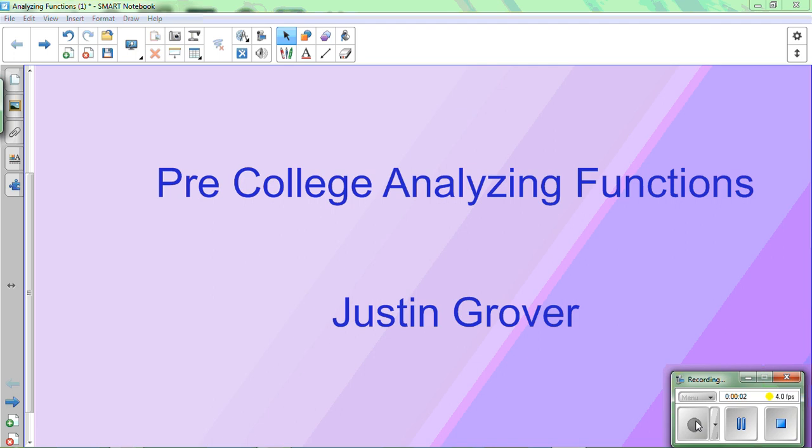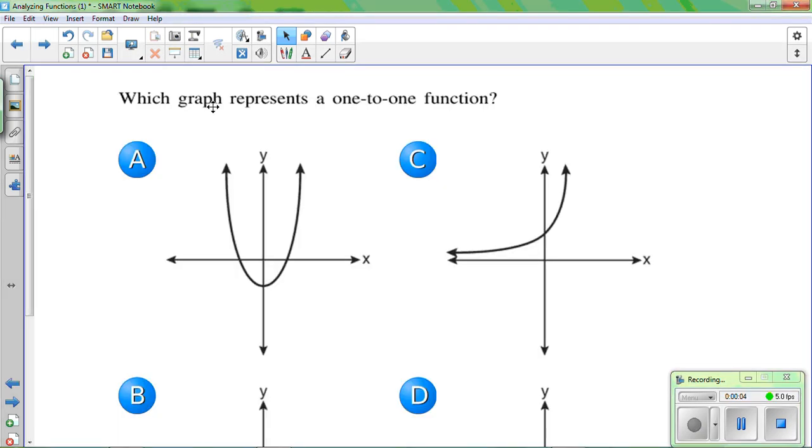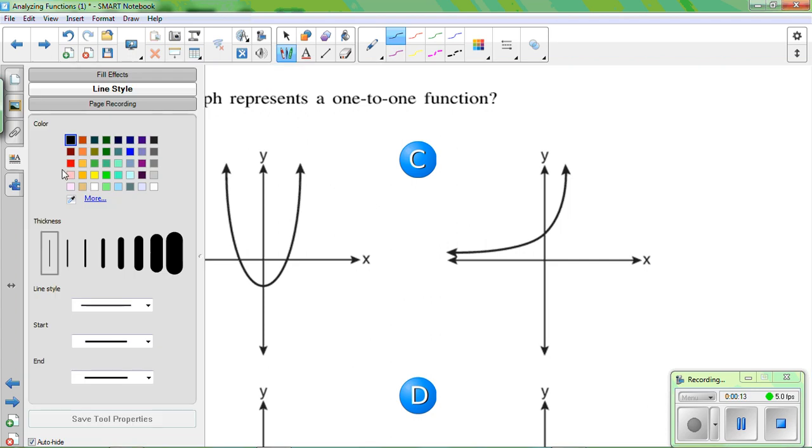Pre-college, analyzing functions. Which graph represents a one-to-one function? Before we even get to the one-to-one aspect of this, let's discuss a little bit about functions in general.